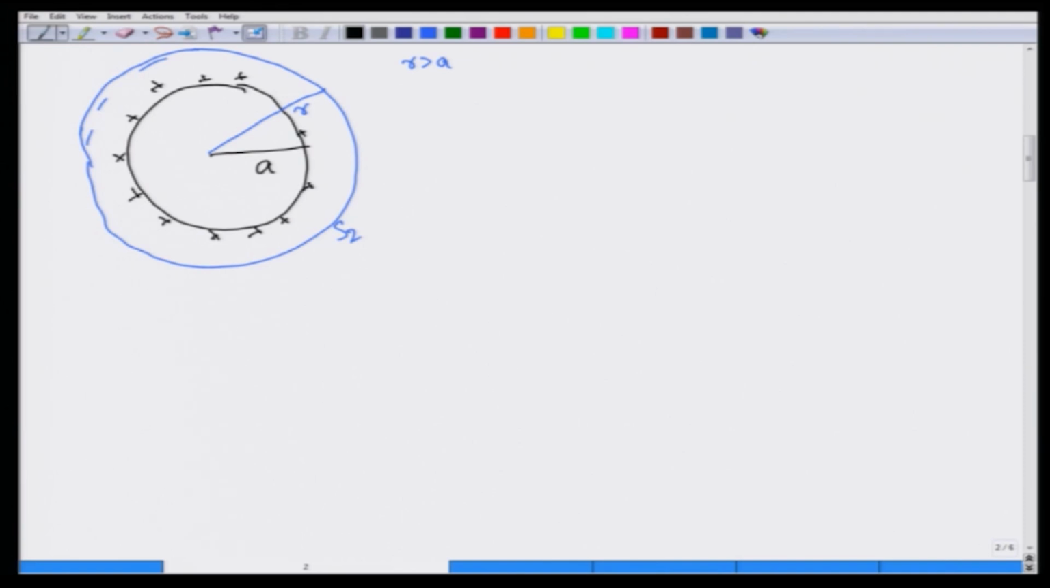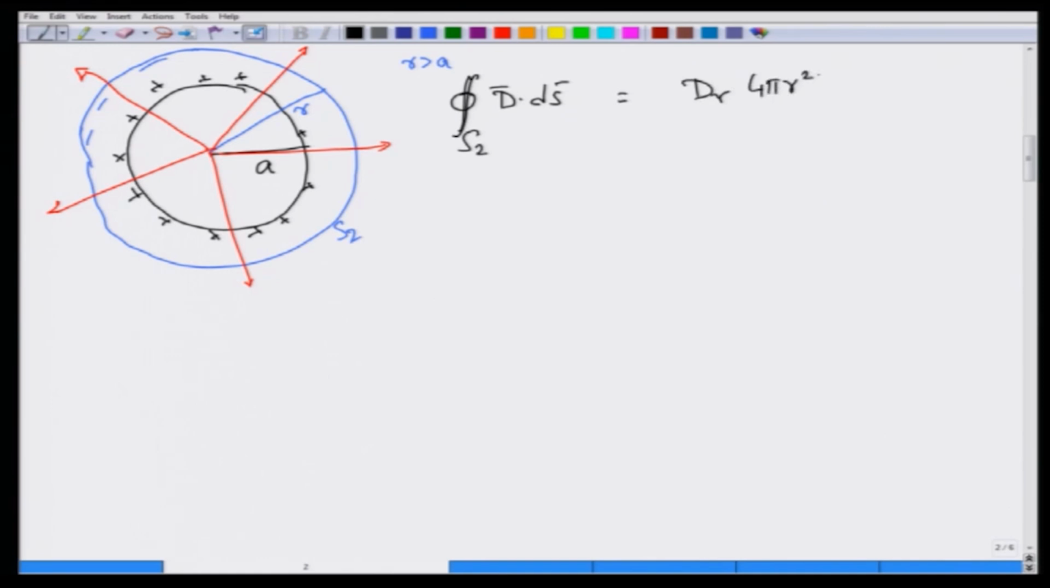The left side again will have a situation where the D fields will be radially directed, as well as they would be constant on the surface S2. Okay. So, they would be constant on the surface S2, allowing us to rewrite this D dot dS integral over the closed surface now with respect to surface S2 as Dr 4 pi r square, 4 pi r square being the surface area of S2. Okay. Please remember that r is greater than a. So, this is the left hand side of Gauss's law.